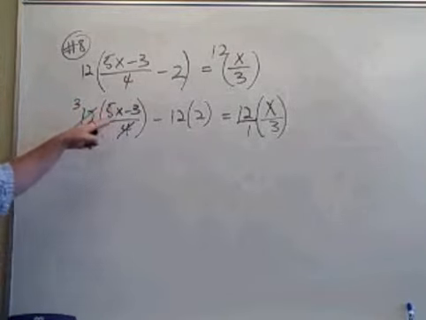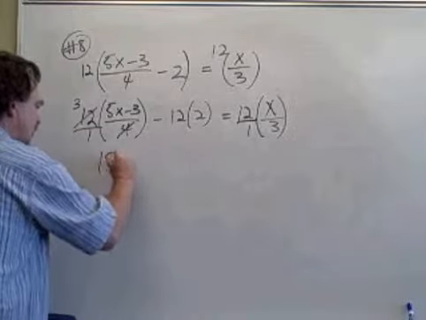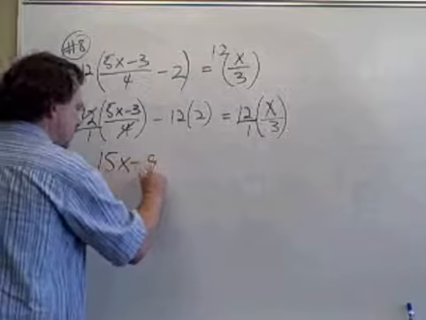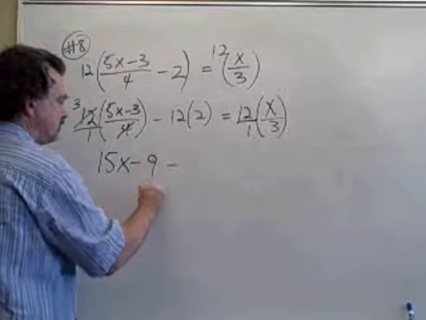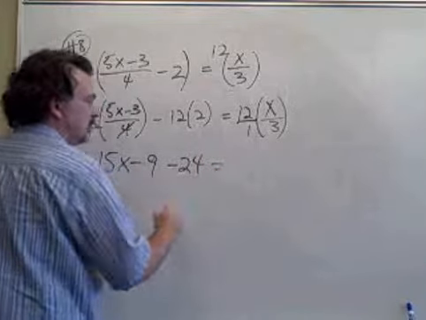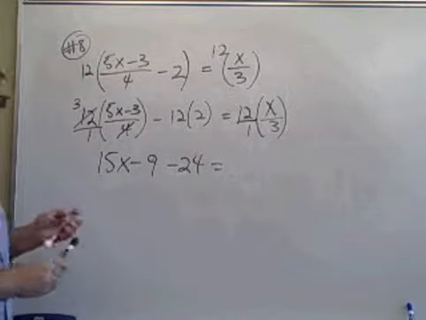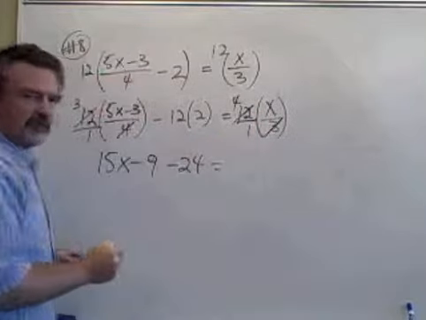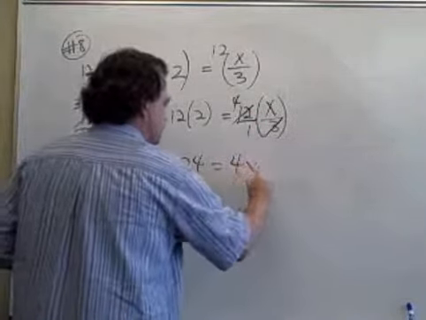3 times 5x will give us 15x. And 3 times the minus 3 would be minus 9. These are whole numbers, so 12 times 2 is 24. Equals, let's do the canceling here that's possible. 3 goes into 12 4 times, so 4 times x is 4x.